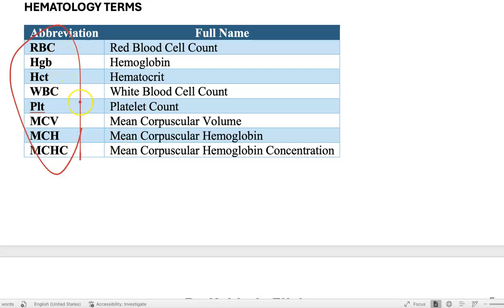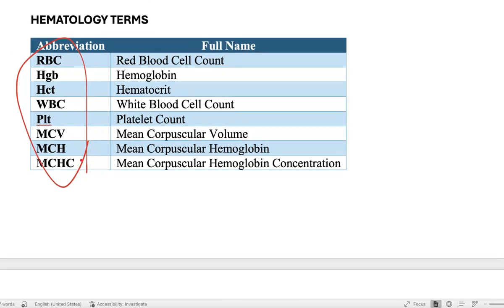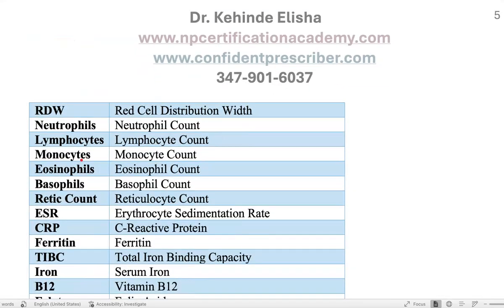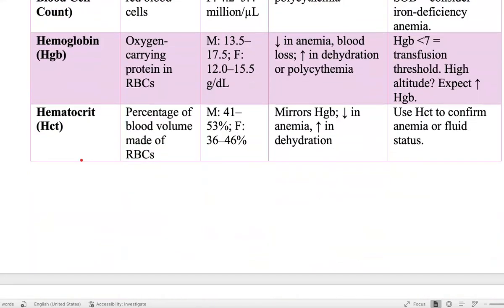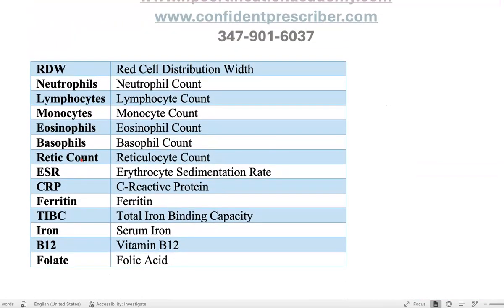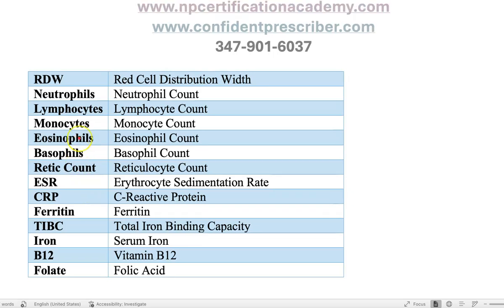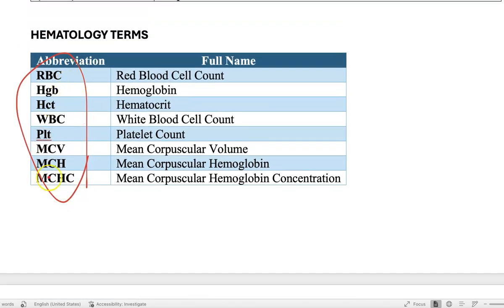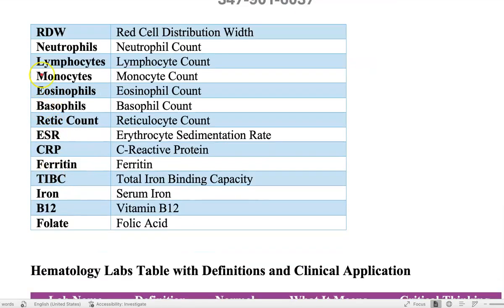RBC, hemoglobin, hematocrit, WBC, platelet, MCV, MCH, MCHC. And do we have any questions before we go further? Before we finish this up, do we have any questions? Please make sure you raise your hand or type your questions in the chat. Most of us are familiar with this, like I was saying, but by the time you move a little bit down here, it becomes a bit of a hiccup. All right, RDW, neutrophils, lymphocytes, monocytes, eosinophils, basophils, retic count, ESR, CRP, ferritin, TIBC, iron, B12, folate.